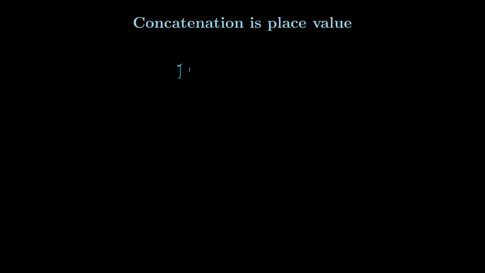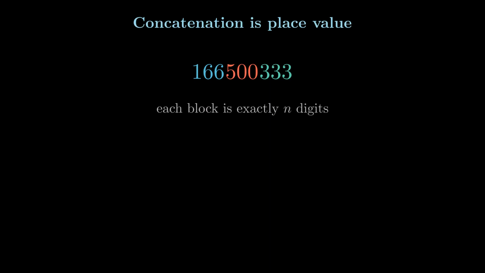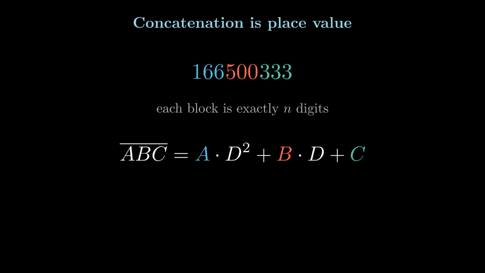Next, what does the concatenation mean algebraically? Because each block is exactly n digits wide, putting them all together is just shifting by powers of d. So the concatenated number is a times d squared plus b times d plus c. Now we have two algebraic expressions to compare.